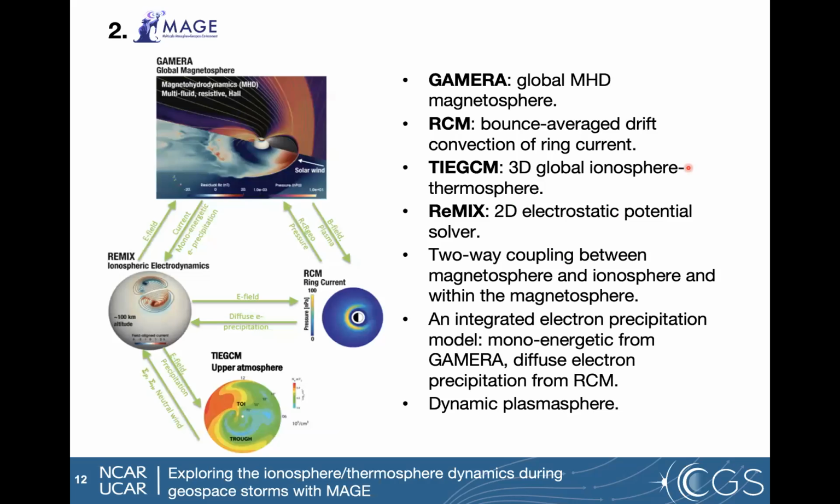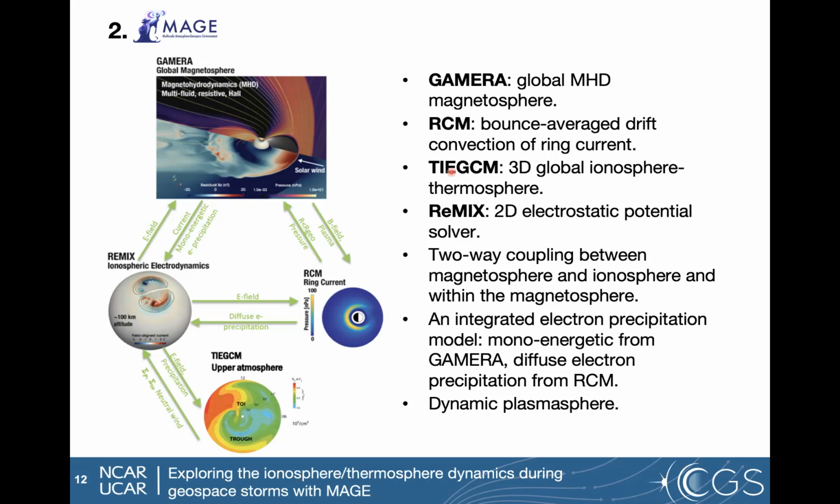And in this study, particularly, we are making use of the core ingredients of MAGE. You may also call it the mini MAGE. So basically, mini MAGE consists of Gamera, which is a global MHD model for the magnetosphere, and the RCM, the Rice Convection Model. Basically, that's a bounce-averaged drift convection of energetic particles. And this is because, as we know, when we get close to the Earth, ideal MHD is no longer a good assumption for the plasma there.